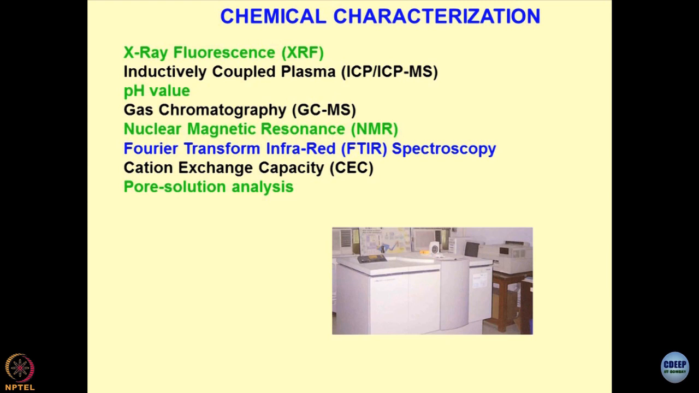In present day environmental geomechanics, we use gas chromatography. You must have come across this term, GCMS, in your environmental sciences courses. So, when the soils are contaminated with organic contaminants, different types of gases or contaminants which are organic in nature, hydrocarbons, oil contaminated soils, and so on.